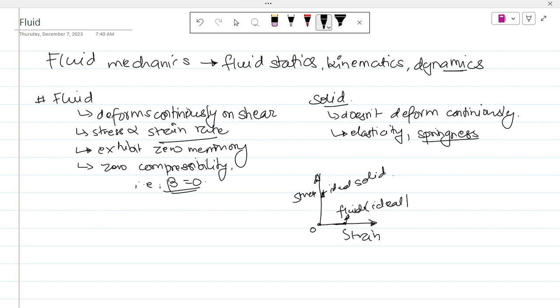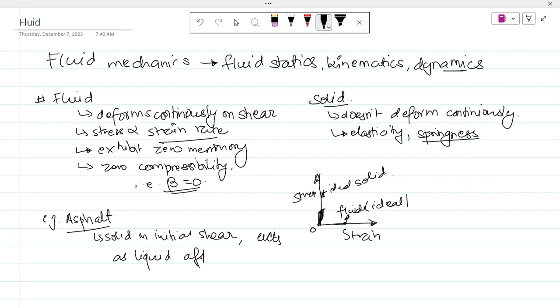There is a substance known as asphalt, which is a solid in initial shear. It means it behaves like a solid for initial shear stress. From a particular shear, it flows. It acts as a liquid after application of shear. So it should be like this. Okay, it could be Newtonian or non-Newtonian. We will talk about that later.